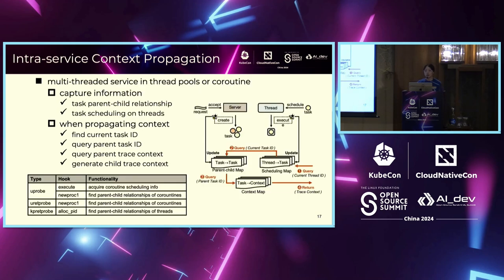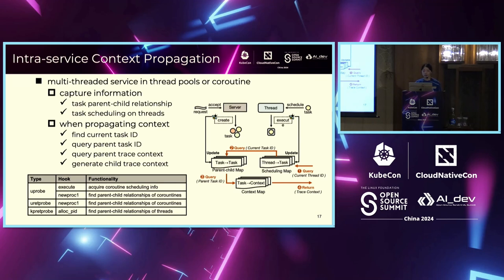In more complex scenarios, multi-threaded applications often use thread pools or coroutines to enhance performance by minimizing the overhead of frequent thread creation and destruction. The figure on the right illustrates how our system propagates the trace context in a thread pool application. Since multiple tasks can run on the same thread, using the thread ID for trace context propagation is less effective compared to the task ID. By attaching our eBPF program on the task creation, our system can obtain the parent-child relationship of tasks. The task scheduling and execution on threads is also monitored to capture the scheduling information.